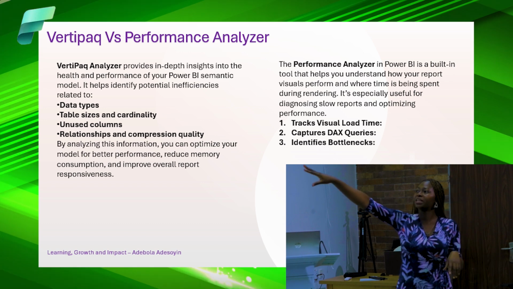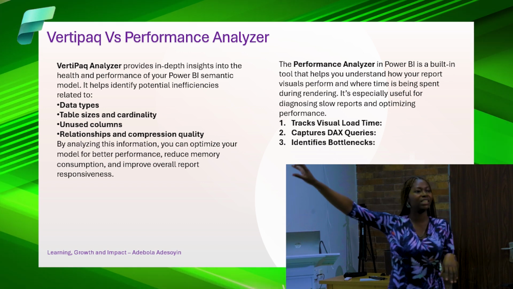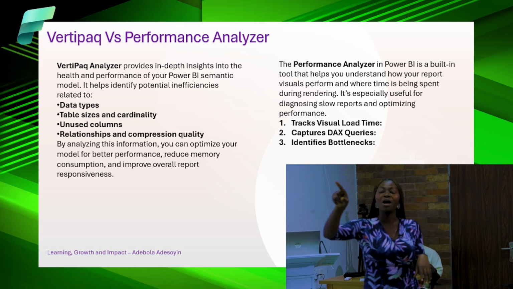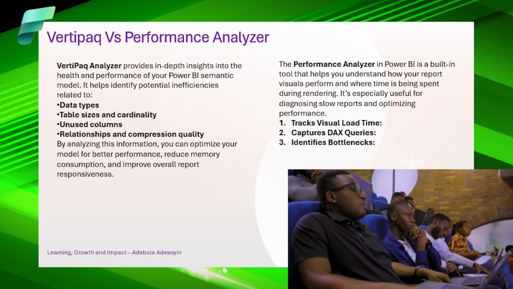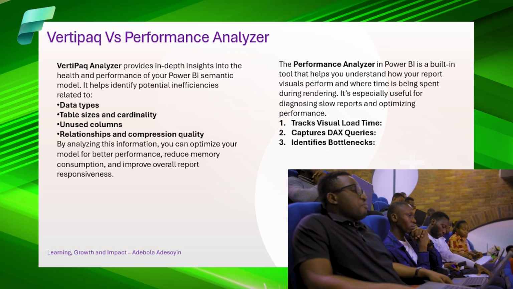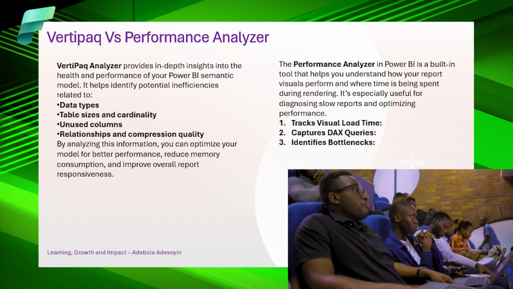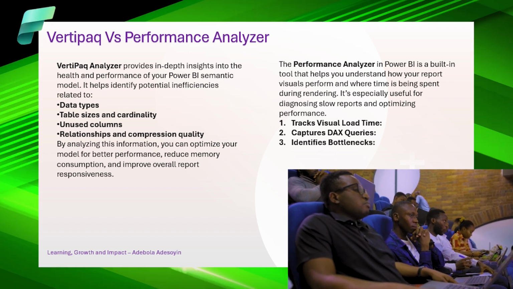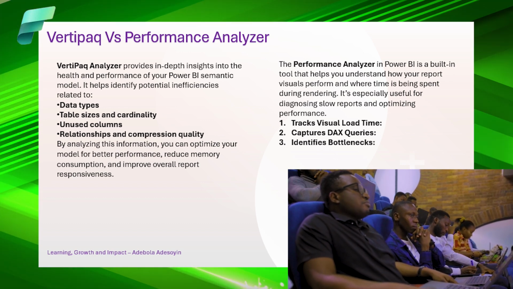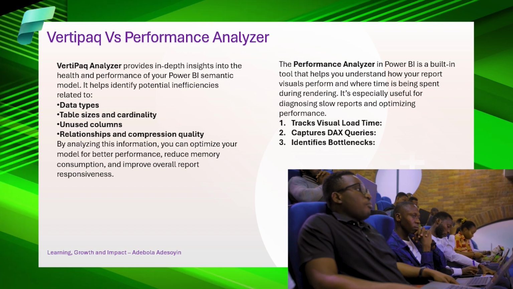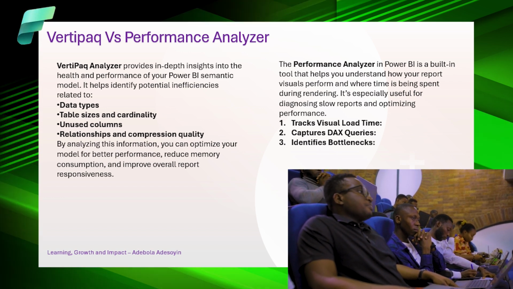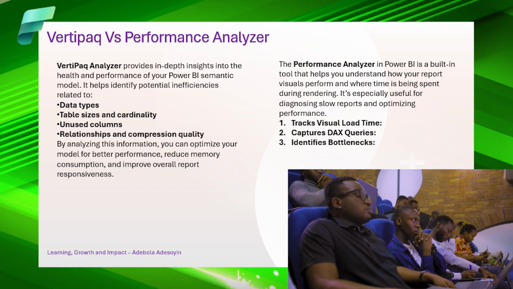You know, here we're talking about your visuals, your interactions, and the like. But in VertiPaq, we're talking about the data model size as a whole. So you check the health status of your data model, the data types. Is the data type correct? Are you supposed to use decimal when you're using this? Are you supposed to use date when you're using date and time? Are you supposed to use this instead of this? So it just tells you that.